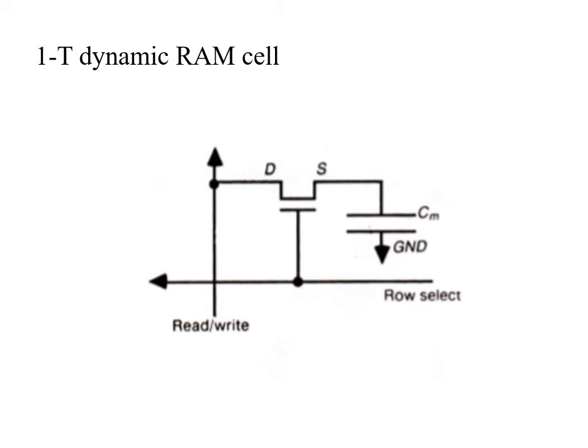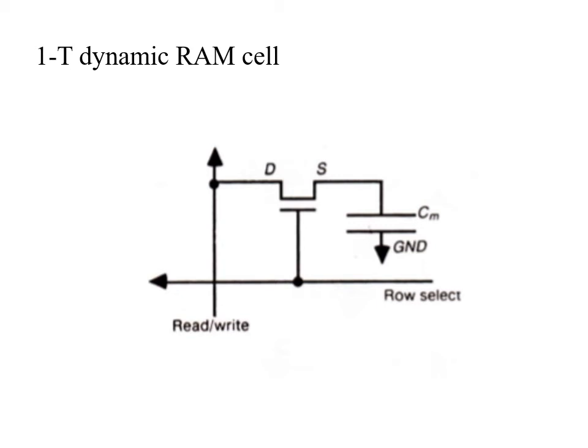So here, for write operation, the row select input has to be made 1. Whatever is there in the read or write line will be moved through the pass transistor, or NMOS transistor, and the bit will be used to charge or discharge the capacitor. Suppose logic 1 is given, then the capacitor will be charged. Suppose logic 0, then the capacitor will be discharged, so logic 0 will be there in the capacitor. This is about the write operation.